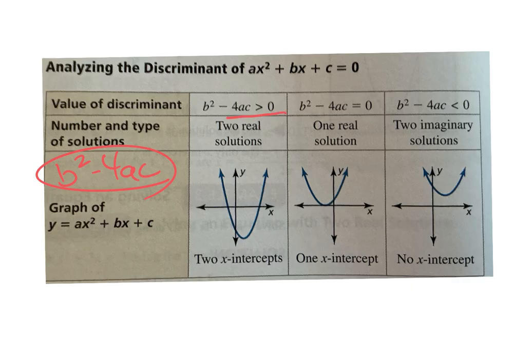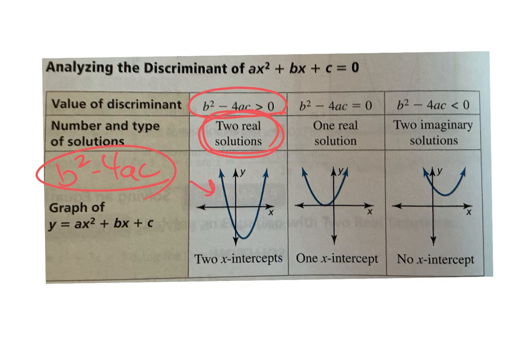If the number inside your radical is greater than 0, means it's positive, that means you're going to get 2 real answers, like we did the first time. The first one we did, I had a 29 inside there. We got 2 real answers, all I wanted. And if we were to graph it, obviously we get 2 x-intercepts because x-intercepts are the answers.